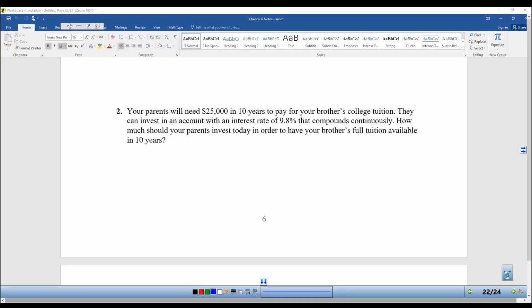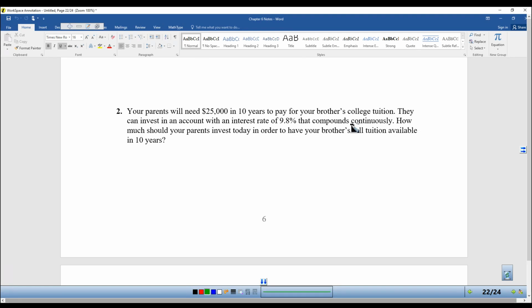Number 2, your parents will need $25,000 in 10 years to pay for your brother's college tuition. They can invest in an account with an interest rate of 9.8% that compounds continuously. How much should your parents invest today in order to have your brother's full tuition available in 10 years?